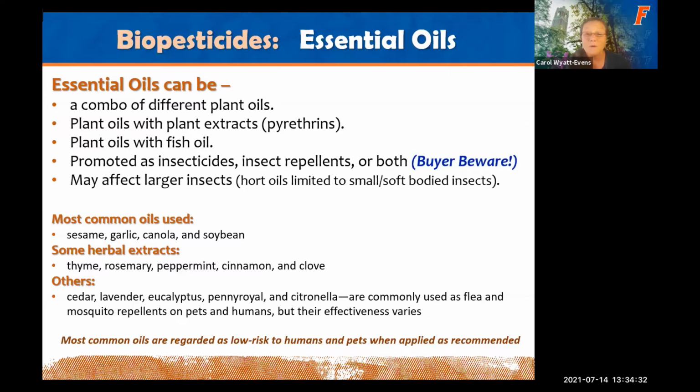Some of the most common ones are sesame, garlic, canola, and soybean oils. Some herbal extracts are rosemary, peppermint, cinnamon, and clove. And then others are lavender. We know lavender is a big one. Pennyroyal, eucalyptus, citronella, a lot of those are used in mosquito management and in our mosquito repellents. So they are some really good products.